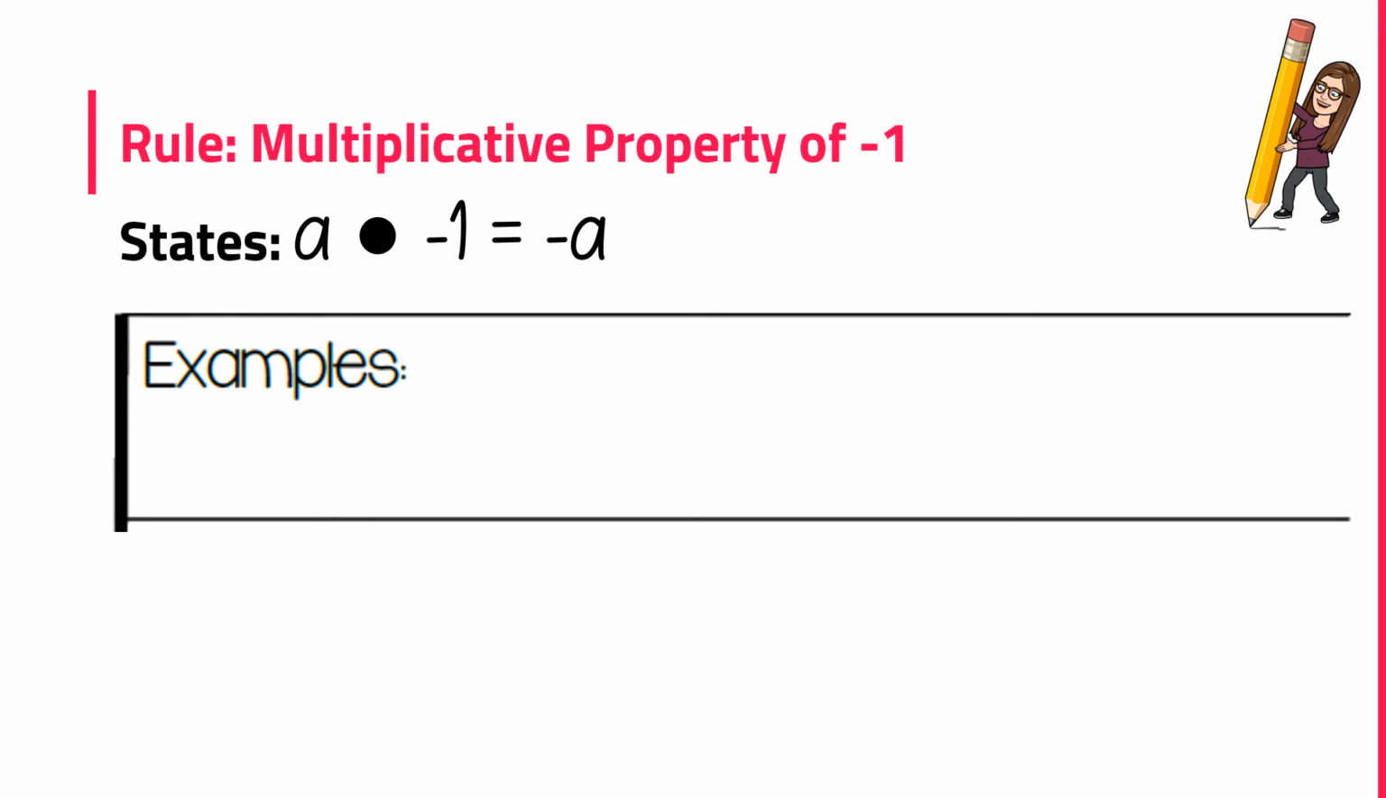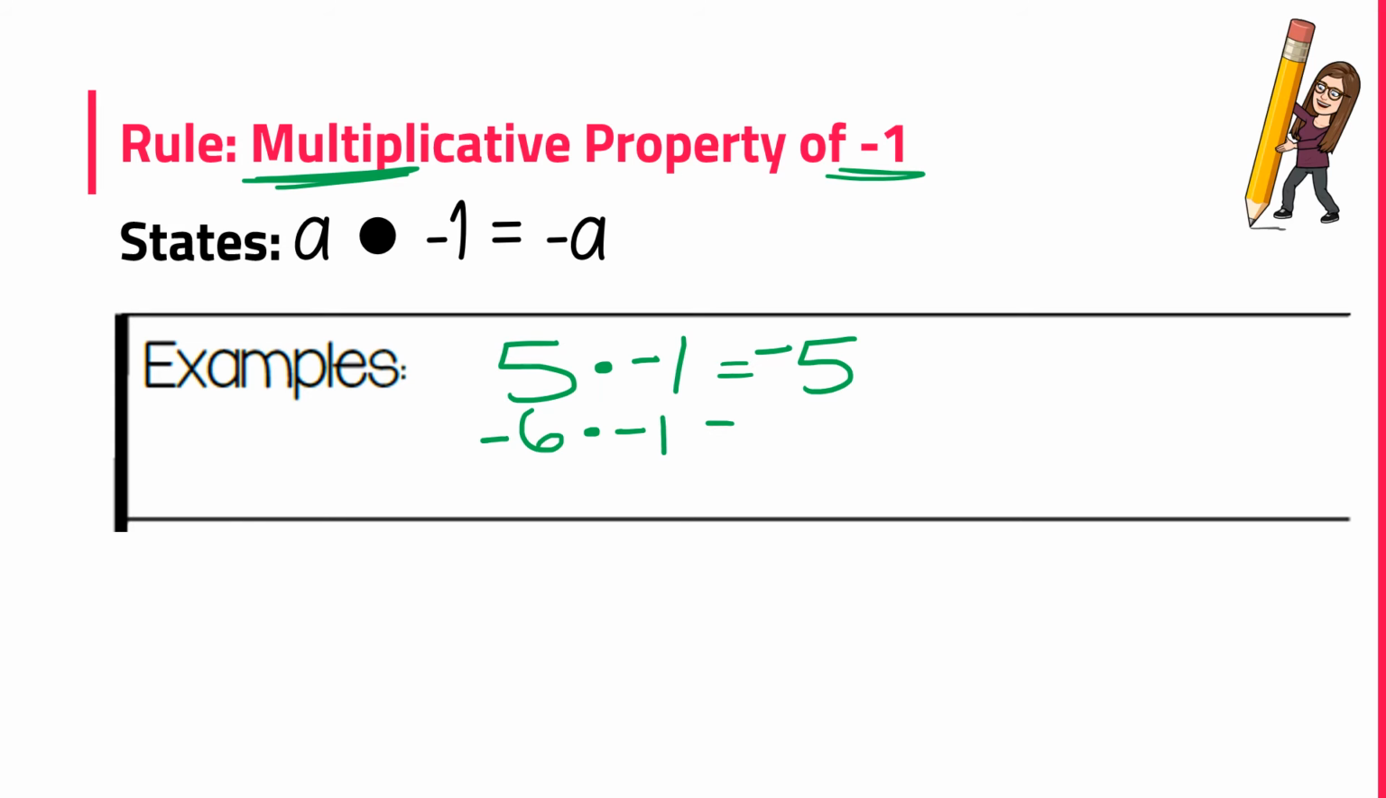The last tab on our notes says multiplicative property of -1. So we're just saying, hey, what happens when we multiply by -1? Our value changes signs. So for example, if I have 5 times -1, well, the number stays the same, but now it's a -5. What if I have -6 times -1? Now it becomes a +6. So when we multiply by -1, we're just changing that value's sign, positive to negative or negative to positive.